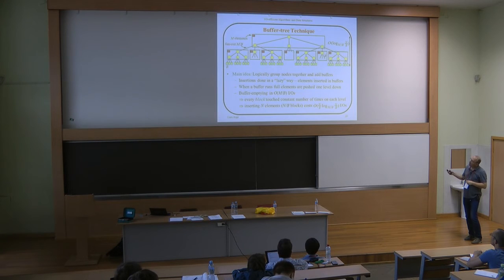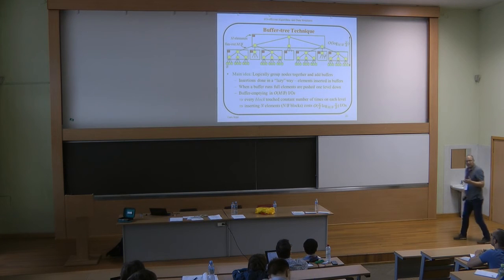Now, if any of these buffers on the next level are full, then I also take those and push them down, right? So every time a buffer runs full, I push the elements one level down. But every time I push elements down, I do it blockwise. So I touch each block of elements one time on each level of the tree, since the tree is this height, and I spend 1 IO per block, I have this many blocks if I insert n elements, so I spend this many IOs.